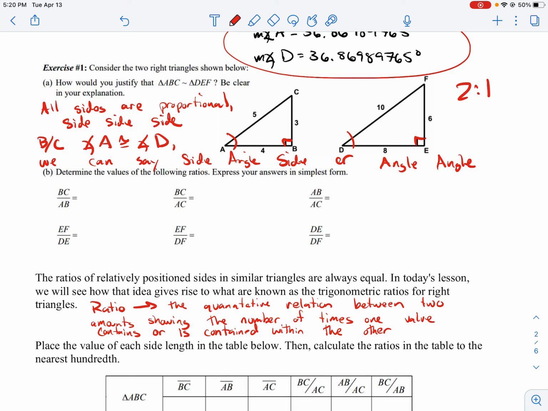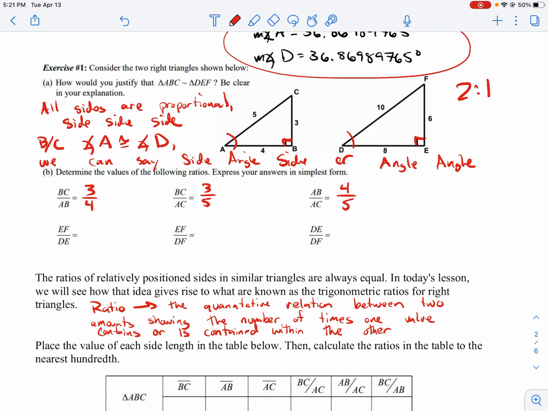So, anyway, going back to letter B, it says determine the values of the following ratios. Express your answer in the simplest form. Okay. All right, so BC over AB, it's going to be 3 over 4. Okay, BC over AC, that's 3 over 5. And AB over AC is 4 over 5.